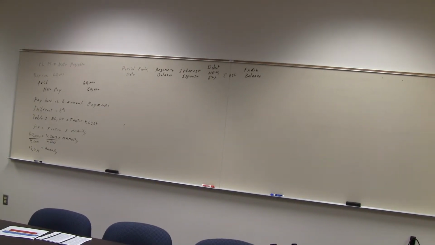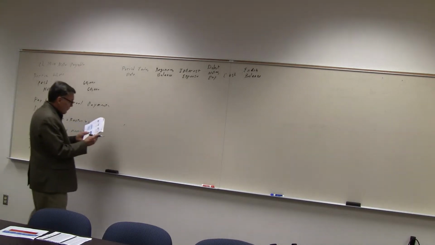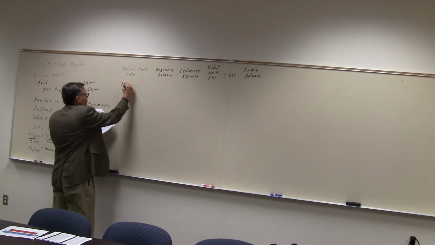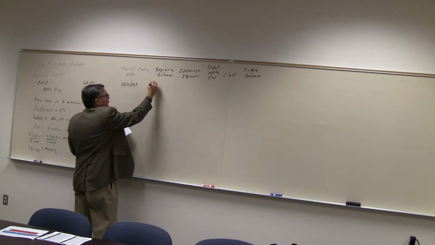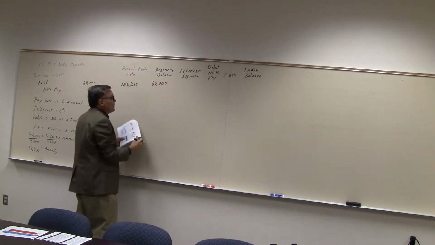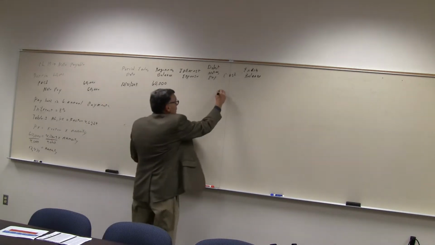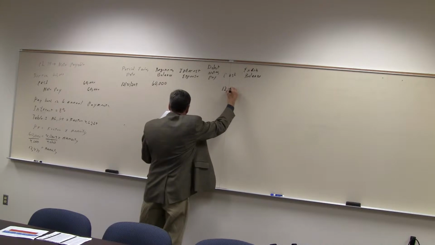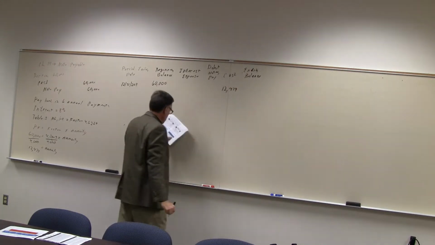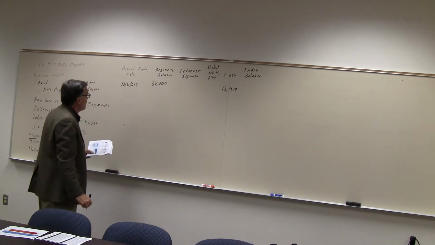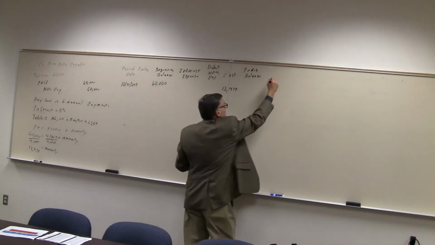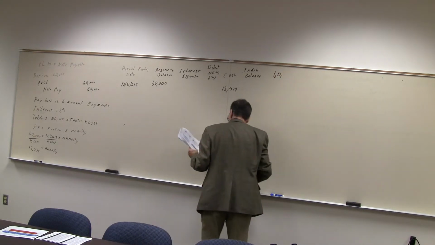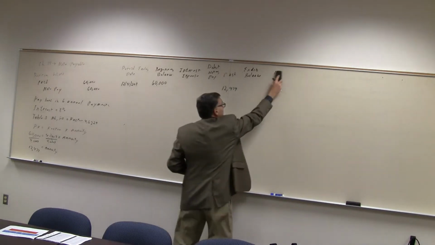Okay, so here's what we're going to do. The first year ends 12/31/2011. At that point in time, the beginning balance, the amount we owe, is $60,000. We've determined that every year we're going to send in $12,979 in cash. All right, so let's figure interest expense.